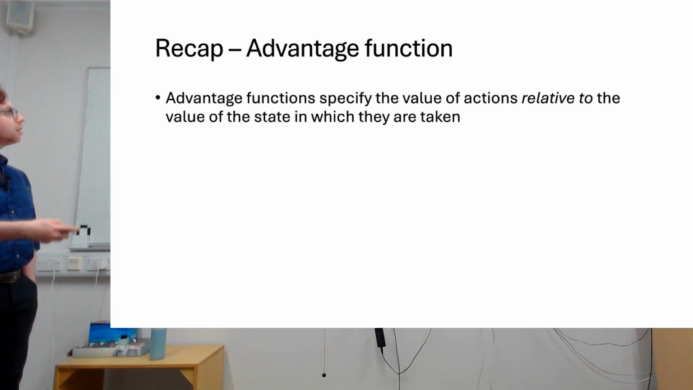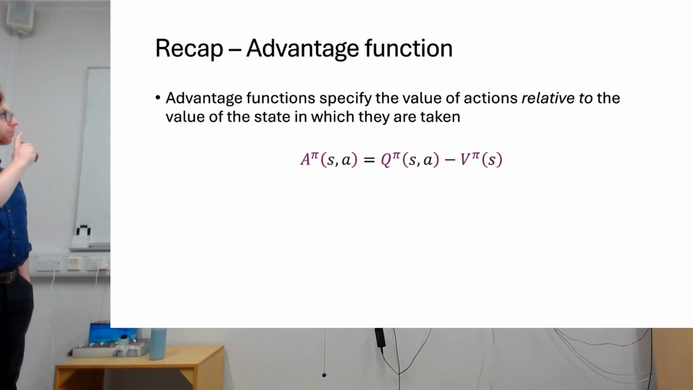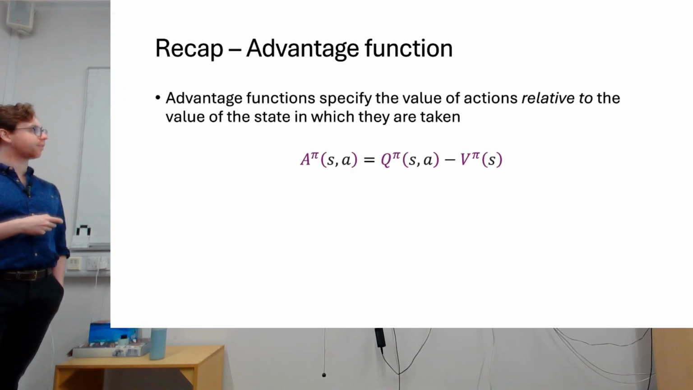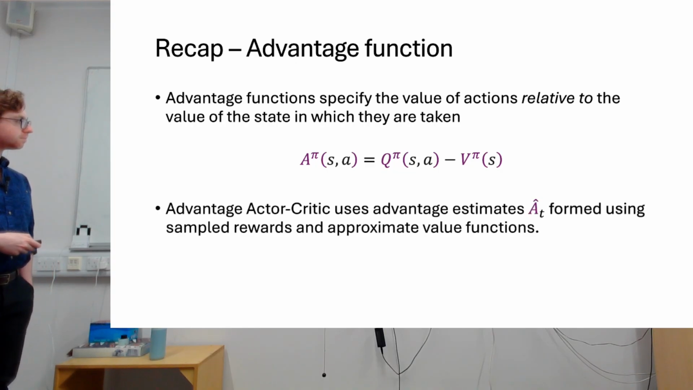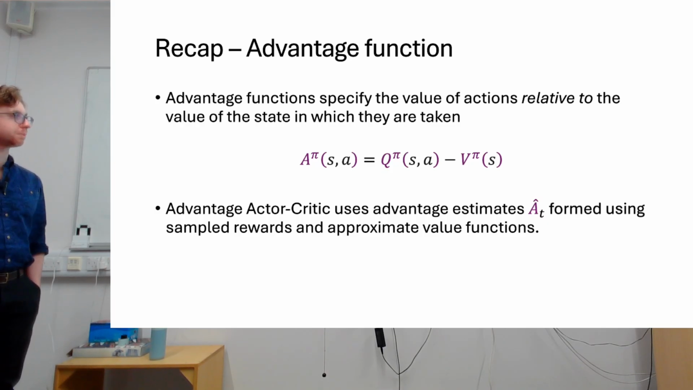So it's about whether the action is better than the average value of the actions, or the value of the state, right? And so this is how we define the advantage function. The advantage function of a state-action pair is just the value of that state-action pair minus the value of the state, right? So it's the relative value of an action. And advantage actor-critic uses advantage estimates formed using sample rewards and approximate value functions.